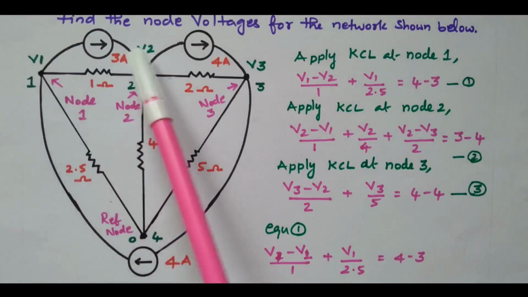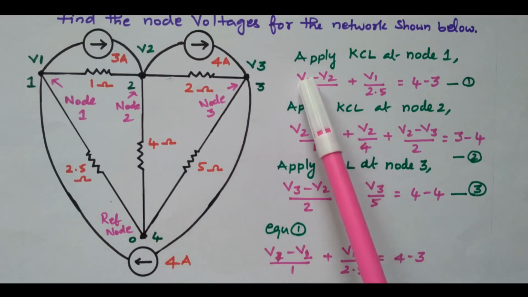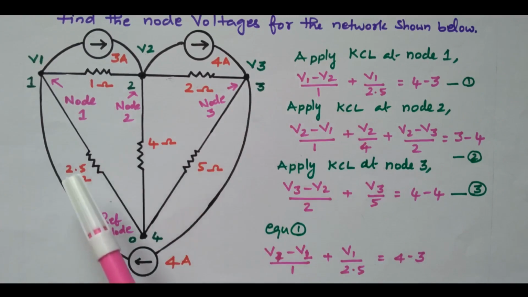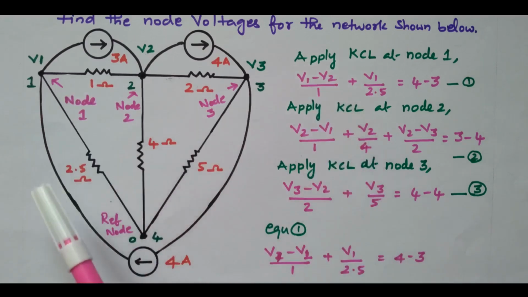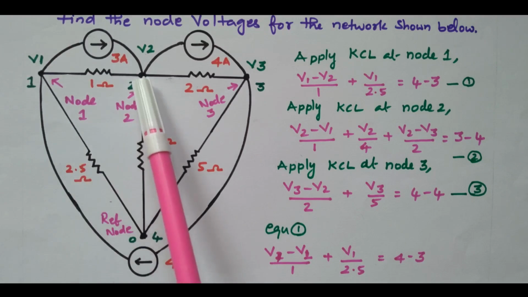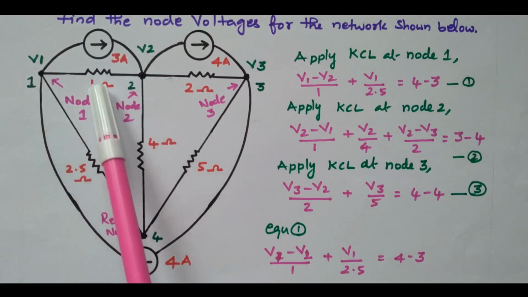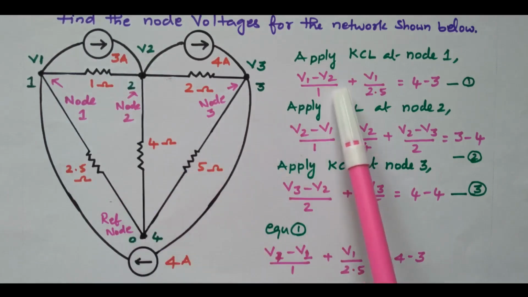So V1 minus V2 is the voltage across resistor R1, the 1 ohm resistor. So V1 minus V2 divided by 1 is nothing but the current flowing through the 1 ohm resistor, I equal to V by R. Right? This 1 ohm resistor is connected between node 1 and node 2, so the voltage across it, V1 minus V2, divided by 1 will give the current.